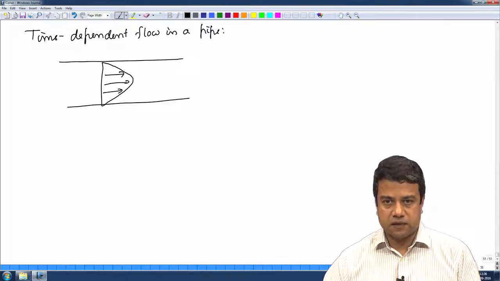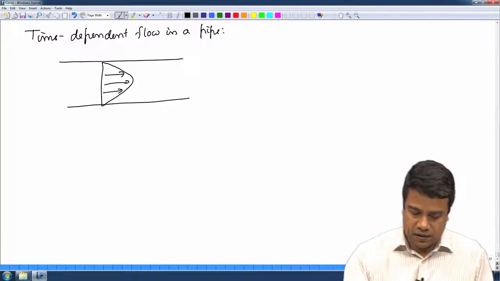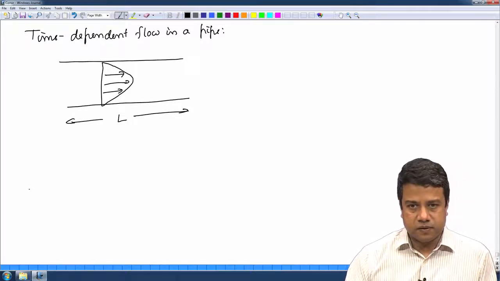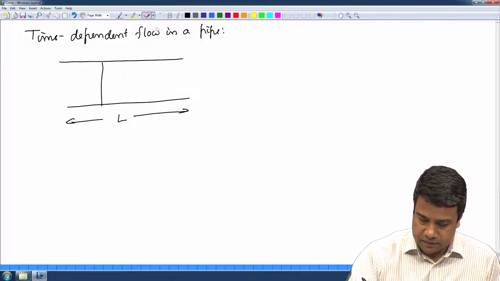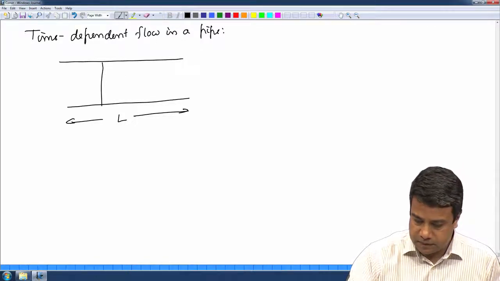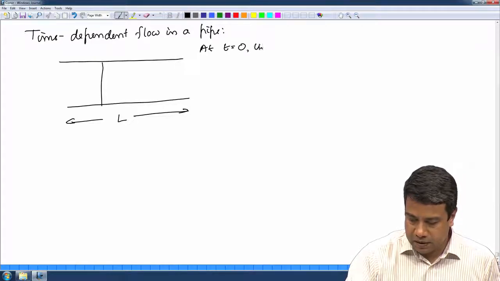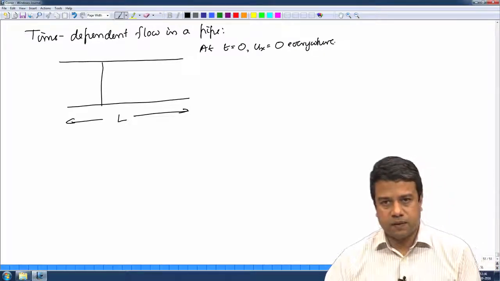fluid is stationary. So, initially I do not have any pressure difference across the walls of the pipe. Initially the pressure difference is equal to 0. So, that initially at t is equal to 0, ux is equal to 0 everywhere in the pipe.